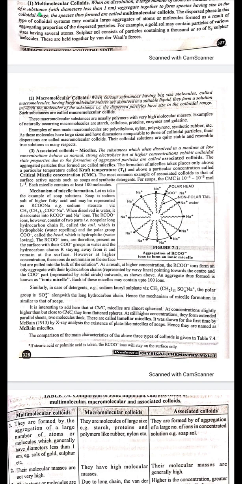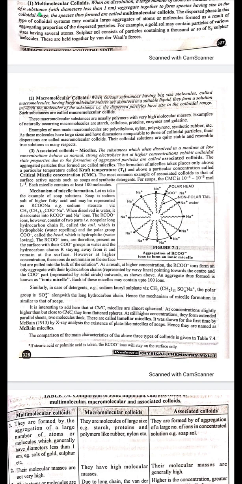Third, associated colloids. Substances which, when dissolved in a medium at low concentration, behave as normal strong electrolytes, but at higher concentration exhibit colloidal state properties due to the formation of aggregated particles, are called associated colloids. The aggregated particles thus formed are called micelles. The formation of micelles takes place only above a particular temperature called Kraft temperature (Tk) and above a particular concentration called critical micelle concentration (CMC).